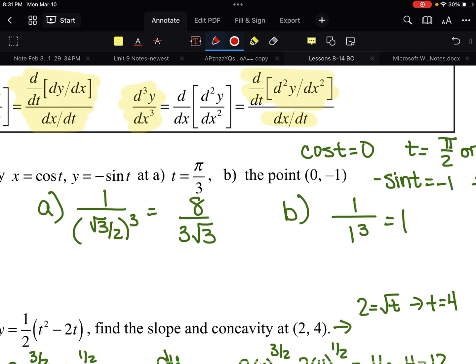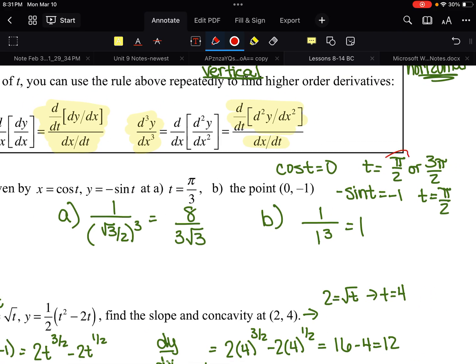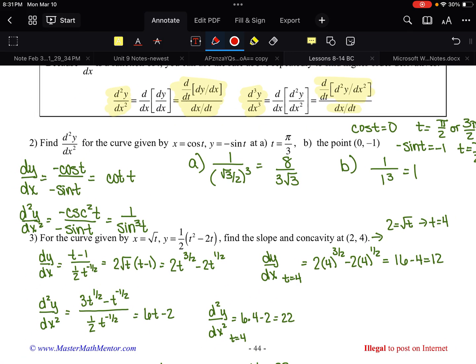When is x equal to 0 and y equal to negative 1? That happens at t equals pi over 2, 90 degrees. So plug in pi over 2 and simplify.